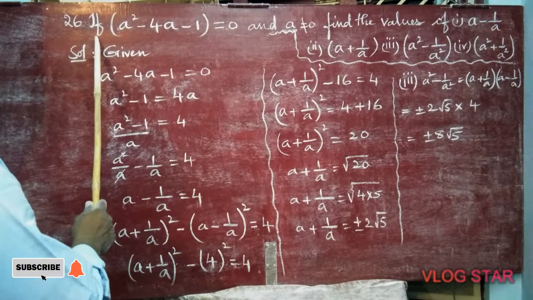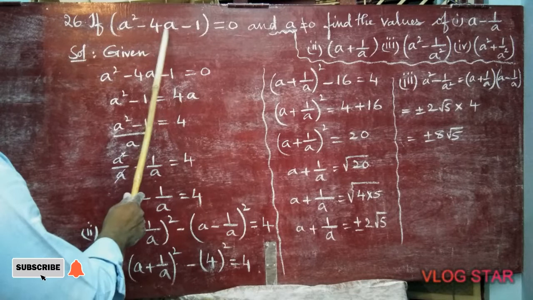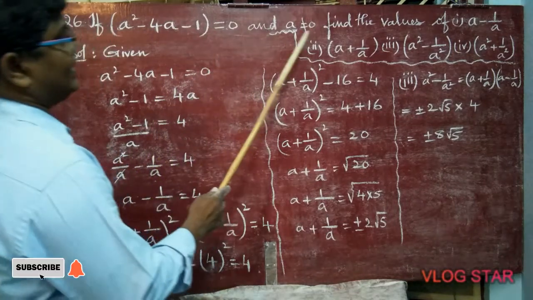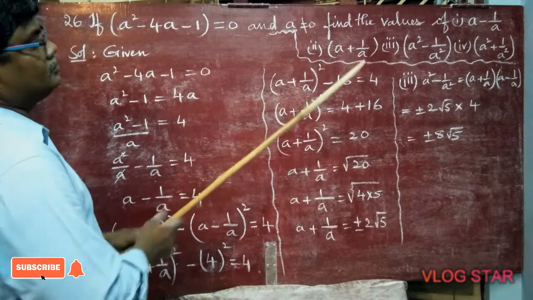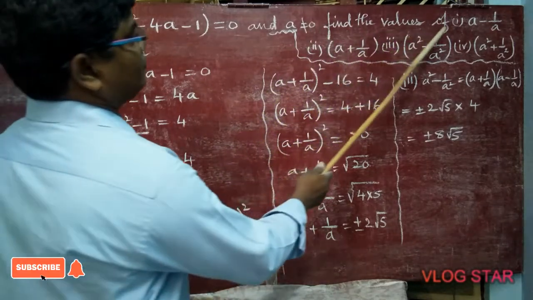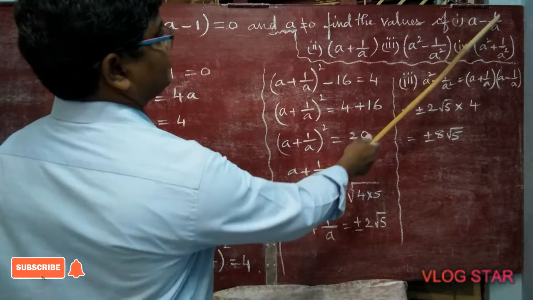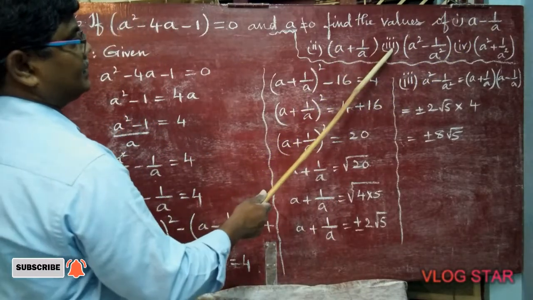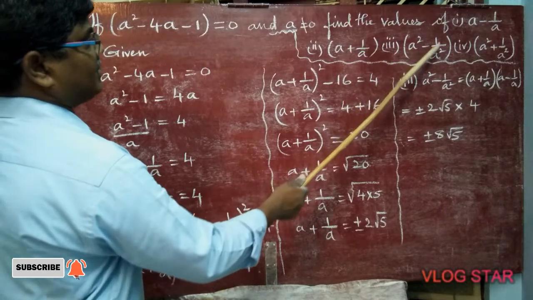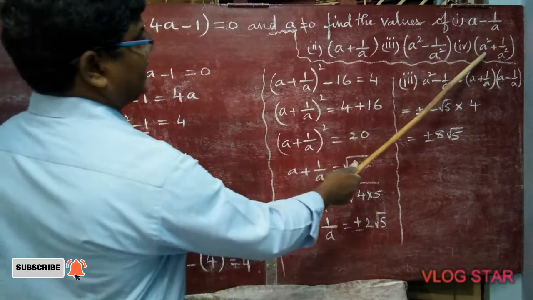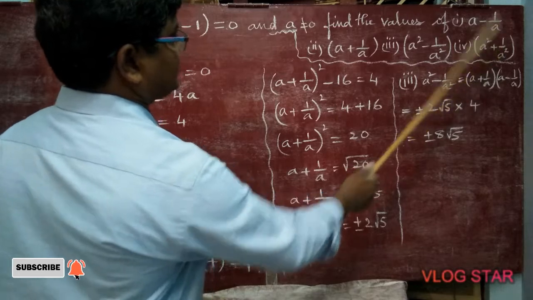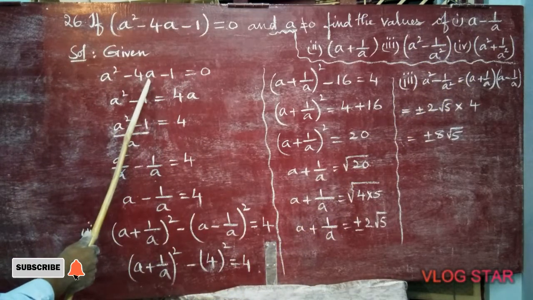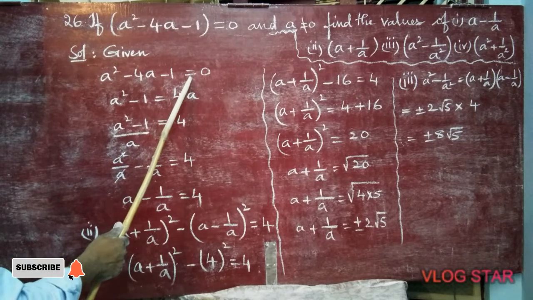26th problem. If a square minus 4a minus 1 is equal to 0 and a is not equal to 0, find the values of: first bit, a minus 1 by a; second bit, a plus 1 by a; third bit, a square minus 1 by a square; fourth bit, a square plus 1 by a square. Solution: given a square minus 4a minus 1 is equal to 0.